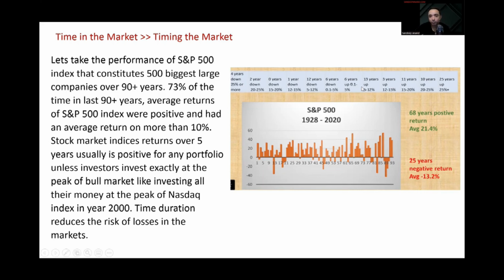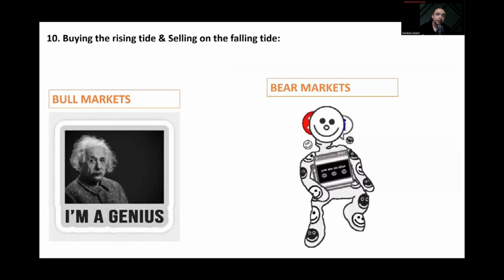I put a breakdown there of how many years it was up more than 5%. It was up more than 25% in almost 25 years out of the 90. The average positive return is 21%, and the average negative return is 13%. The differential is what you get on average over a long period of time. This is why I said 5 years is like a benchmark. For anything above 5 years, usually it's positive returns, and the average return is 9 to 10%.